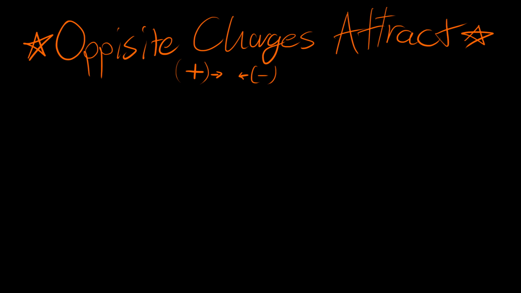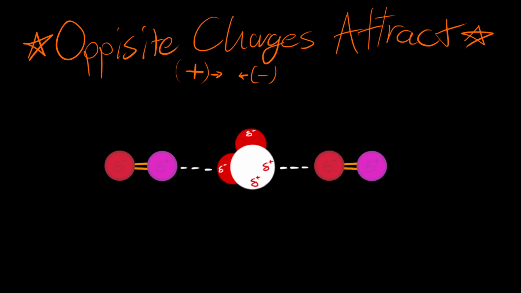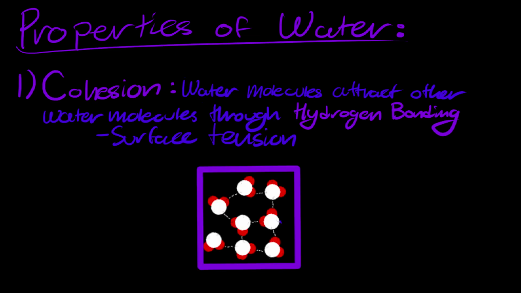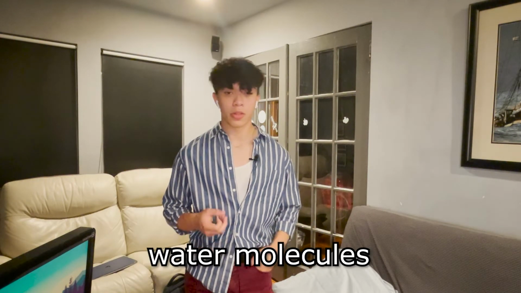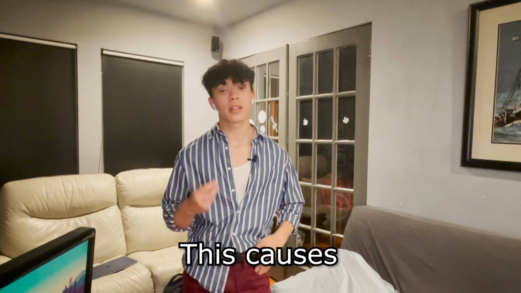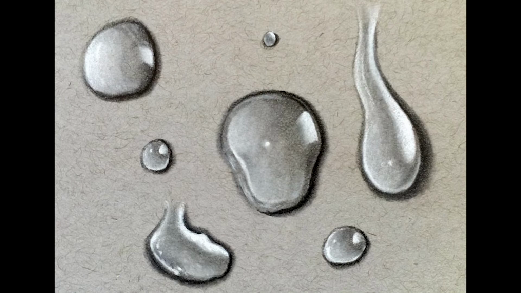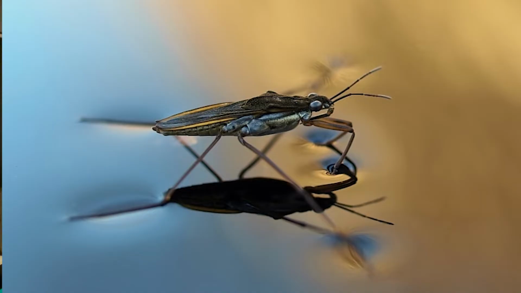Opposite charges attract. The partially charged sides of water molecules attract the partially charged sides of other polar molecules through hydrogen bonding. This is seen through cohesion. Cohesion is hydrogen bonding between other water molecules. Cohesion causes water molecules to clump up together like glue. This causes surface tension. Surface tension allows water droplets to maintain their form and can allow pond striders to skid on the surface of water.